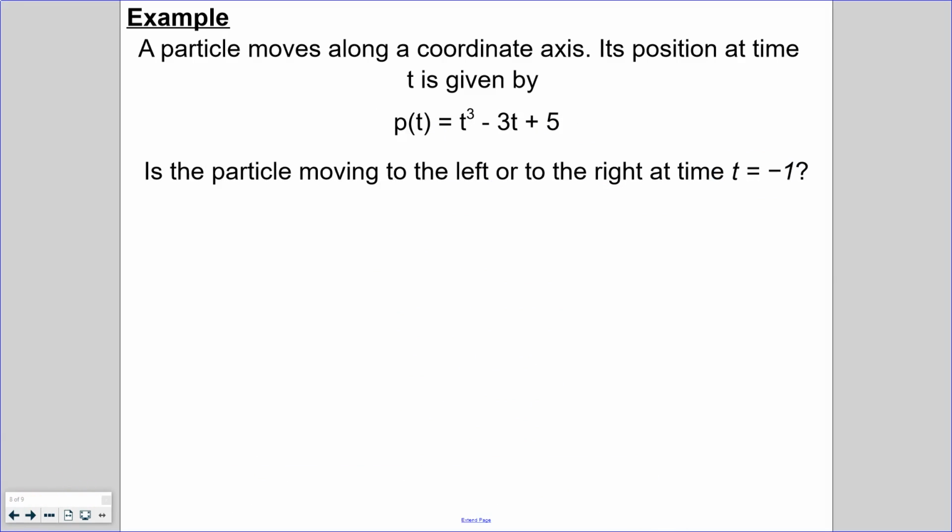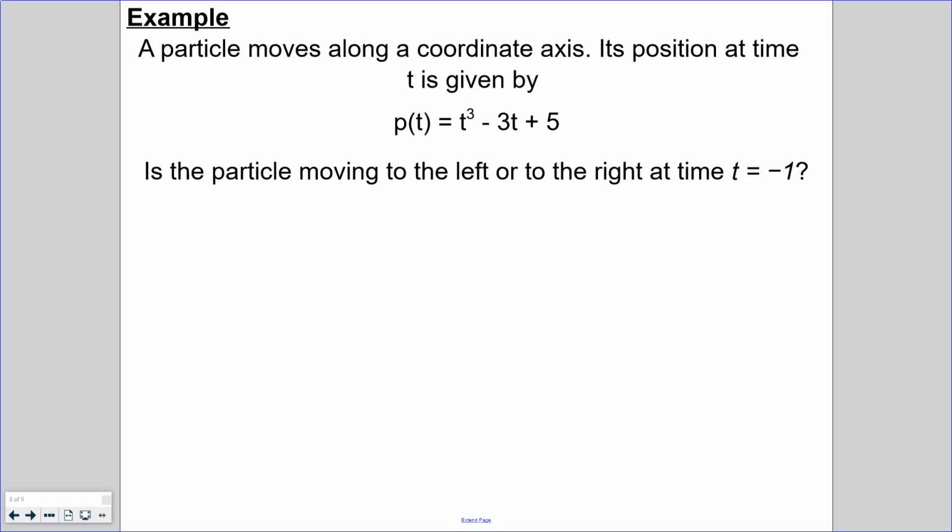All right, so our next example, we're given a particle moves along a coordinate axis. Its position at time t is given by the function p of t is equal to t cubed minus 3t plus 5. And this question is asking whether or not the particle is moving to the left or to the right at t equals negative 1. So this is a little bit different of a question. It's not asking us to describe the motion over the entire interval. It's asking us to find the motion at one particular point.